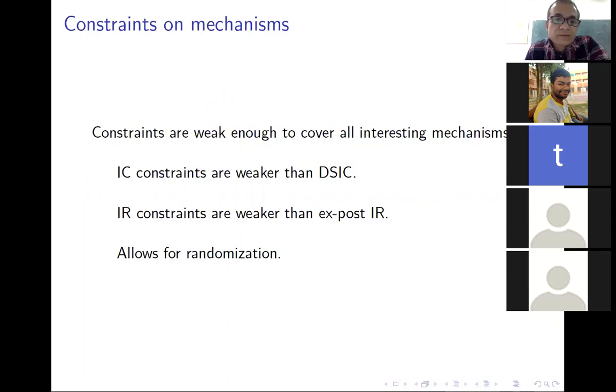Any questions? No, sir. Okay, good. So three things. First, IR constraints are weak, IC constraints are weak, and it allows for randomization. Of course, if you have some other solution concepts, you can impose them as constraints also. But at this point, we are just studying some standard incentive and participation constraints.